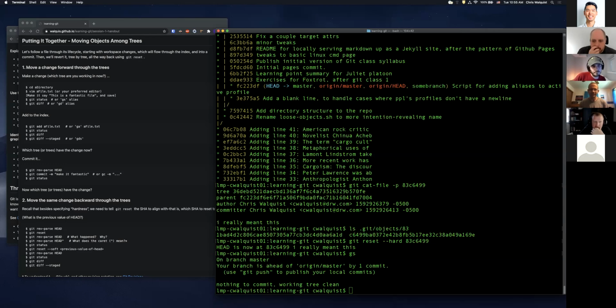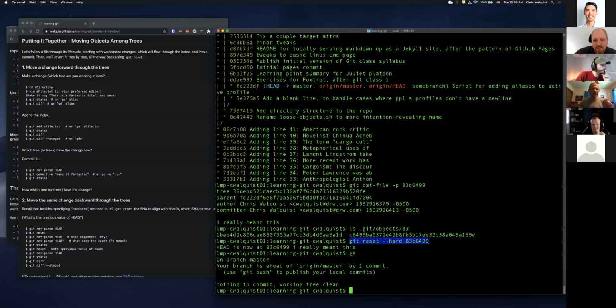Just to make sure I understood before, all I saw is that it only moved the head and it didn't touch any of the three trees. Like the staging area and the working directory, it didn't touch any of that. It just moved the head. Is that correct? With the reset, git reset hard. So the hard does touch all three. The hard puts them all in sync, and then the default doesn't touch any of the other stuff. It just moves the head. Is that correct? It's closer.